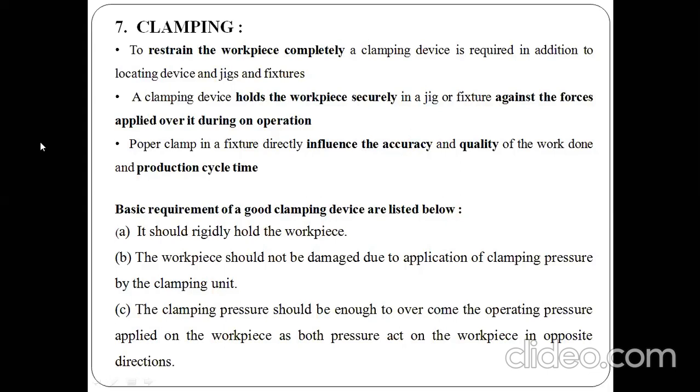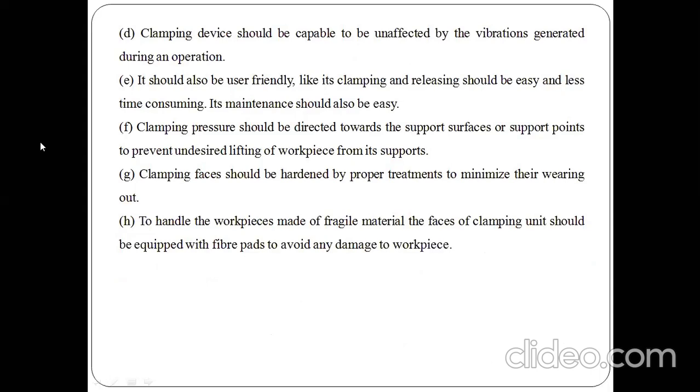The clamping pressure should be enough to overcome the operating pressure applied on the workpiece, as both pressures act on a workpiece in opposite directions. Okay, this is your third parameter. Fourth parameter, clamping devices should be capable of being unaffected by vibrations generated during the operations. Clamping devices should be free from vibrations, because due to machining forces you can identify vibrations. Again, it will produce a sine. It should be free from these vibrations.